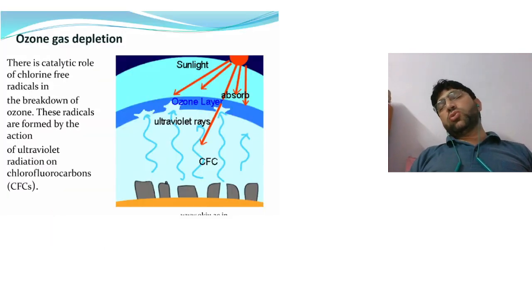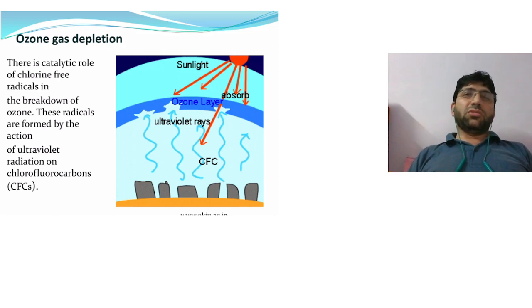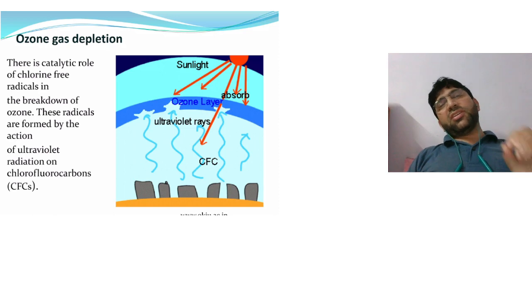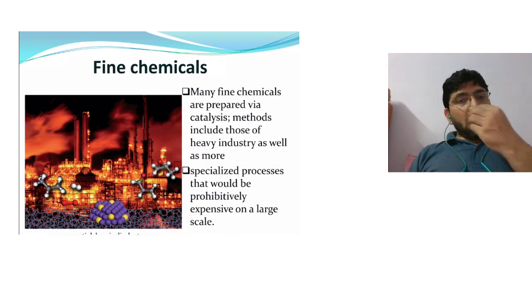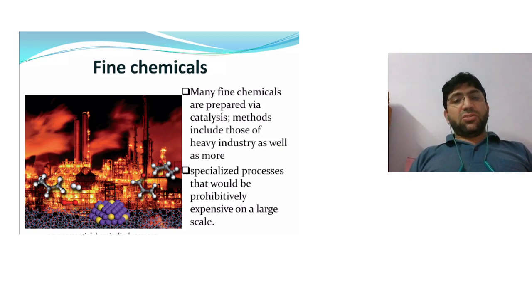Similarly, in ozone depletion, you know that ozone depletion takes place by the free radicals which are generated from chlorofluorocarbons using ultraviolet radiation, where these chlorine radicals act as the catalyst. Similarly, in the chemical industry, like the hydrogen industry, natural gas processing, petroleum refining, petrochemicals, fine chemicals, and environmental catalysis, the catalysts can be used. A number of fine chemicals can be prepared using catalytic methods.